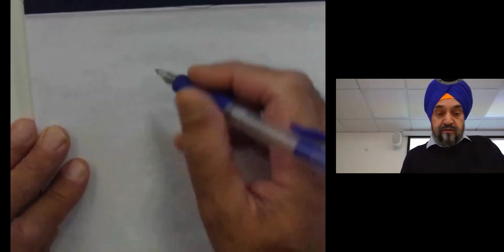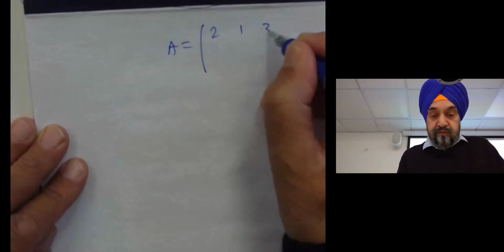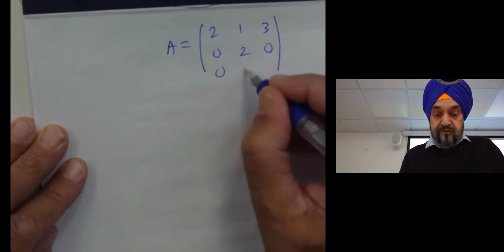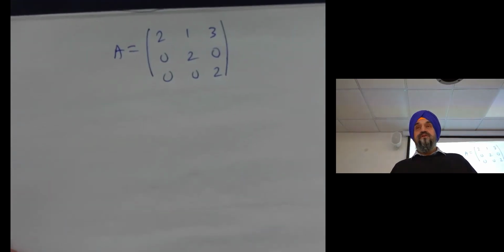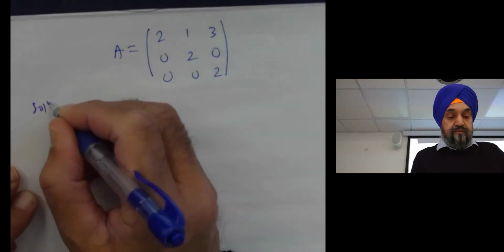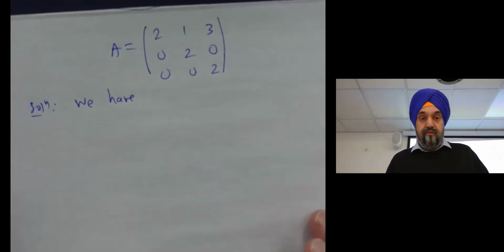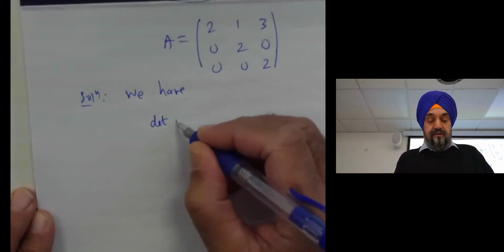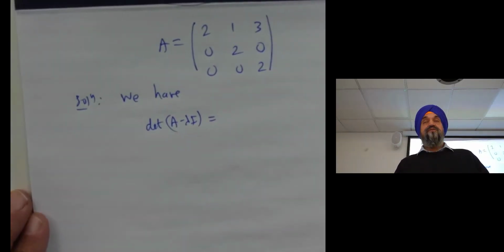So we've got A equal to the matrix with rows 2, 1, 3; 0, 2, 0; 0, 0, 2. How do we find the eigenvalues of that matrix? First, we need to get to the determinant. We have det(A minus lambda I) equal to what?